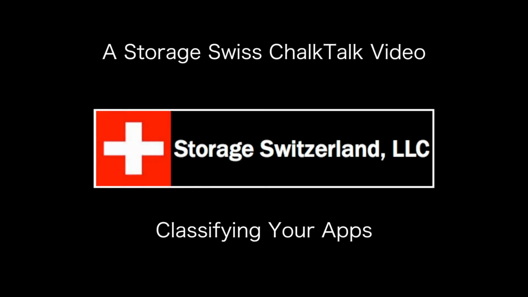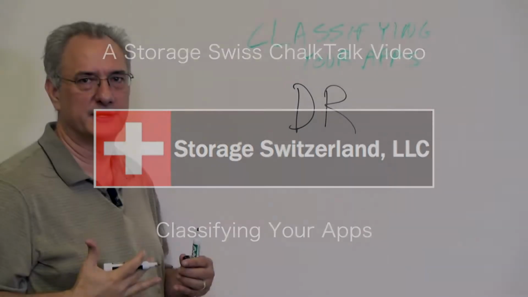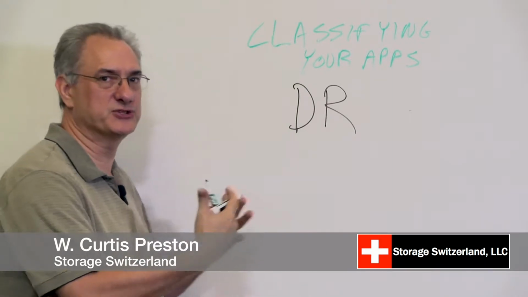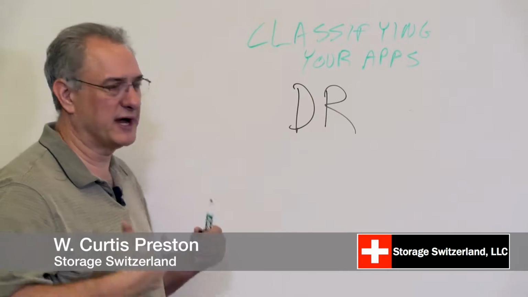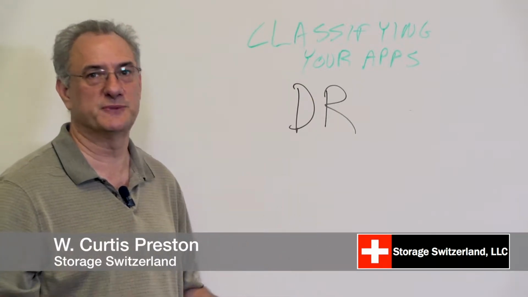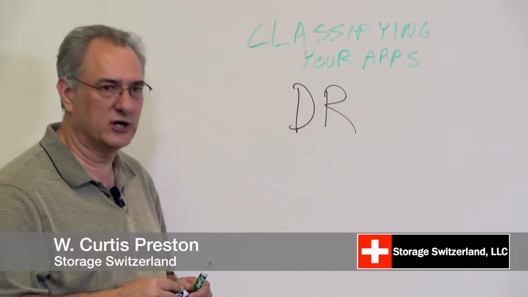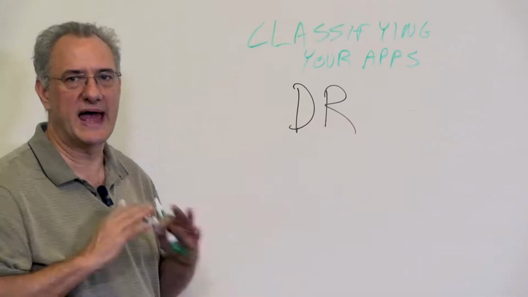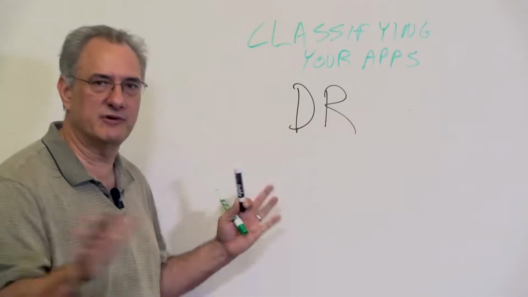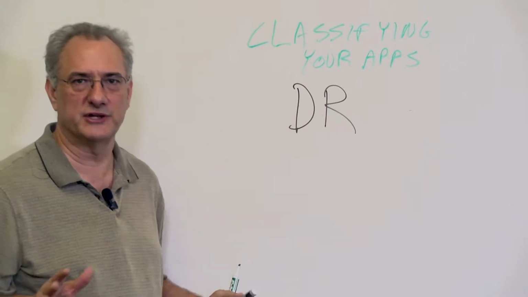If you don't classify your apps, DR, an actual disaster recovery, is bedlam, because you've got hundreds, maybe thousands, maybe tens of thousands of apps, all of which are running on hundreds and thousands of VMs, and you have no idea where to start. If you don't classify your apps, everything is the same, which means that everything is important, which means that nothing is important.